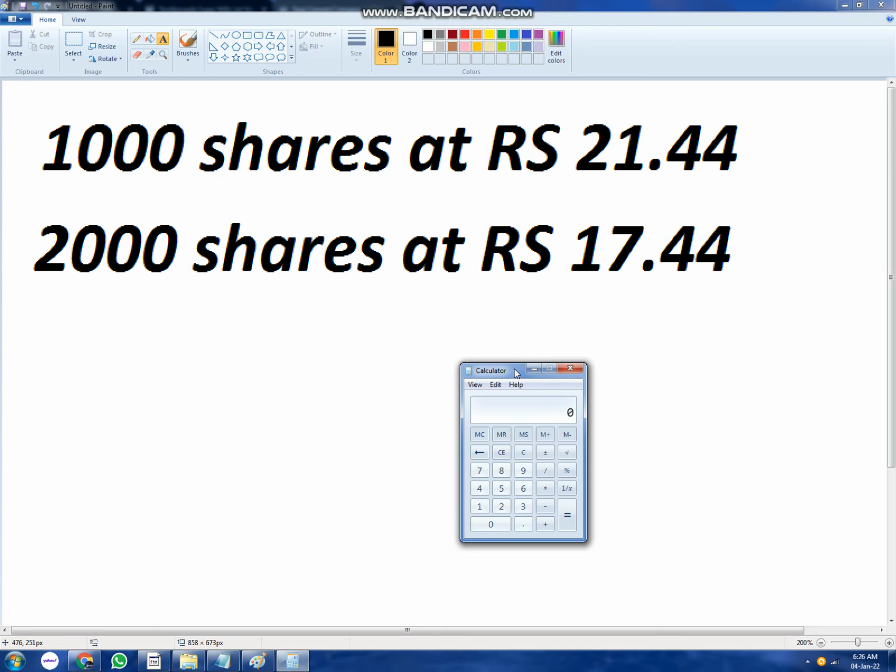So it is 21.44 plus 17.44 plus 17.44, divided by 3000, equal to... no, yes, multiply by 100. No, it's not this one. So I guess the price would come like 18.77.